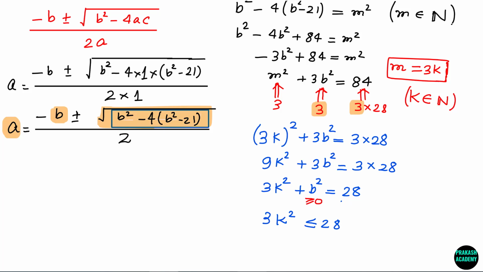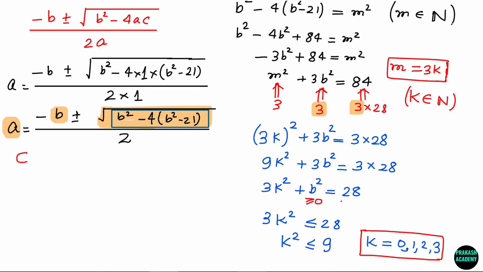So from here I can say that k square should be less than or equal to 28 by 3, that is 9 point something, but k is a natural number. You see, k is a natural number, so this should be less than 9. So this means what are the possible values for k? k is 0, 1, 2 and 3. Now we can consider these cases and we can find the value of a and b.